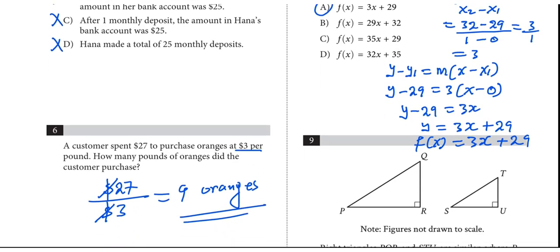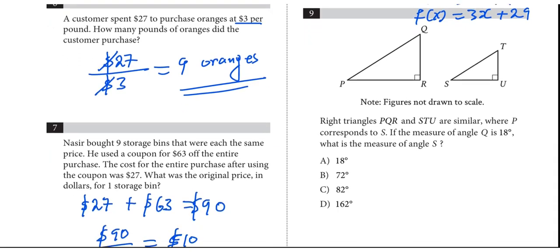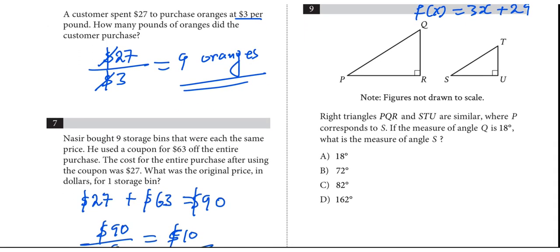Okay, so let's go to question 9. Question 9 says, right triangle PQR, this is triangle PQR, and STU, this is STU, are similar where P corresponds to S. So this is P, it corresponds to S. If the measurement of angle Q is 18, this is angle Q over here, what is the measure of angle S?